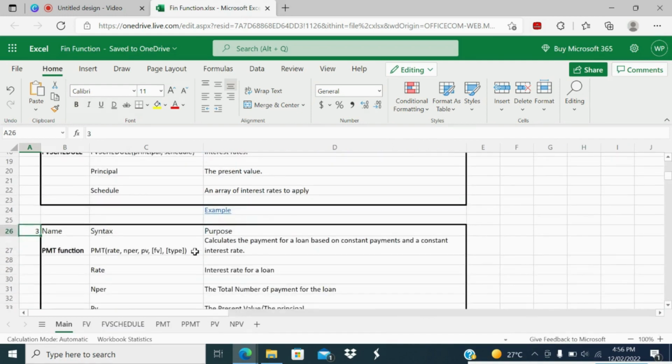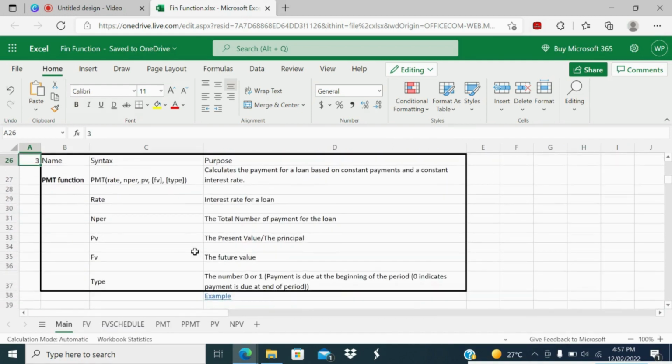Now Pmt function, what it will do? It will calculate the payment for a loan based on constant payments and a constant interest rate. It is not just on the loan, it can be investment as well. The syntax of Pmt function: Pmt rate, NPR, present value, and optional ones future value and type. Now you know what is rate, NPR, PV and FV, which I told you earlier. So let's see this function with an example.